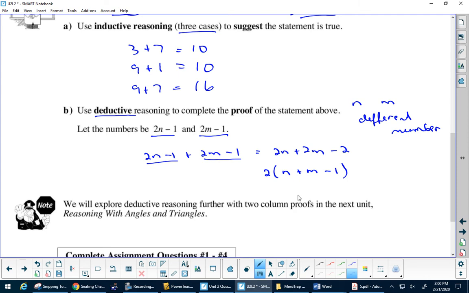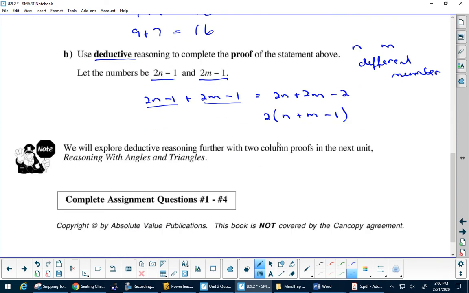Now I've proved that two odd numbers added together always equal an even number, because whatever this equals, what happens when I multiply it by 2? It has to be even. So no matter what, n and m and the minus 1, after I multiply it by 2, I guarantee it'll be even. So 2 times anything is even.